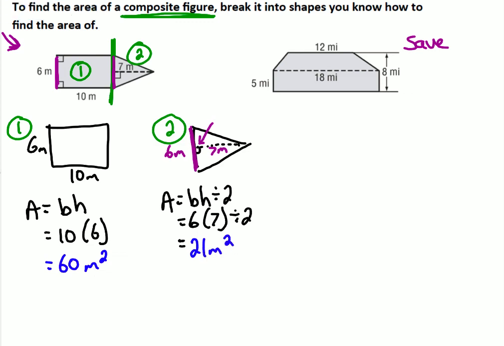And then our last step is we broke this composite figure down into smaller pieces. We found the areas of each of them. Now we put those two pieces back together. 60 plus 21 is 81 meters squared. That's the area of that entire shape.